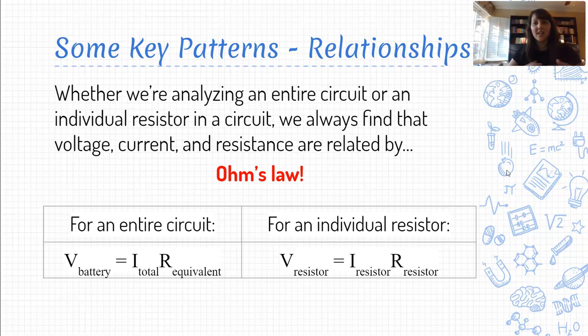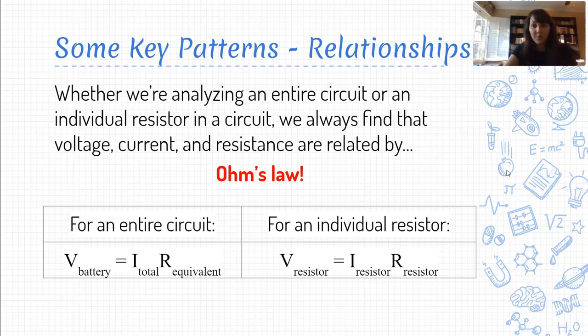We can apply Ohm's law at the level of the circuit as a whole by saying that the voltage of our power source is equal to the total current being drawn from the power source times the equivalent resistance of the whole circuit. Okay, so that's Ohm's law at the whole circuit level, but then also zooming in on one individual device within the circuit, the voltage drop across a single resistor is going to be equal to the current running through that resistor times the resistance of the resistor. I just said resistor a bunch of times, but you get the idea, all right? So Ohm's law holds for an entire circuit. It also holds for one individual device at a time.